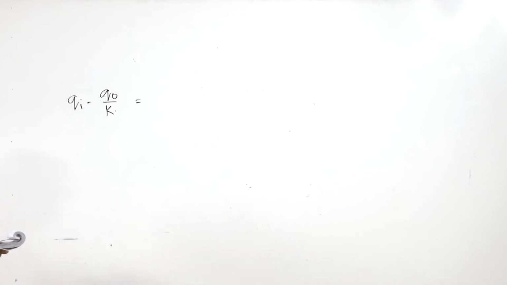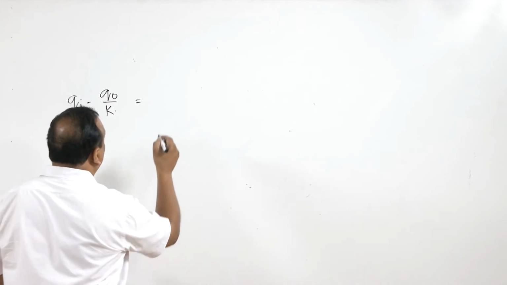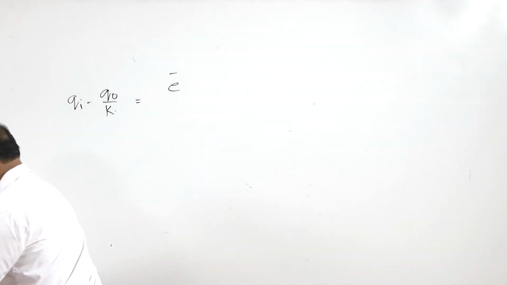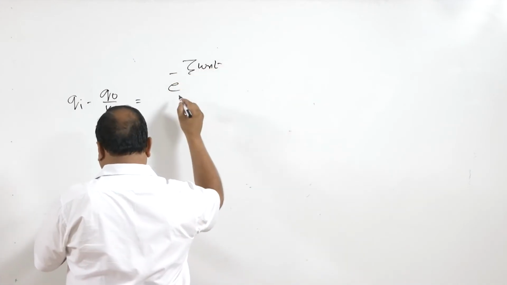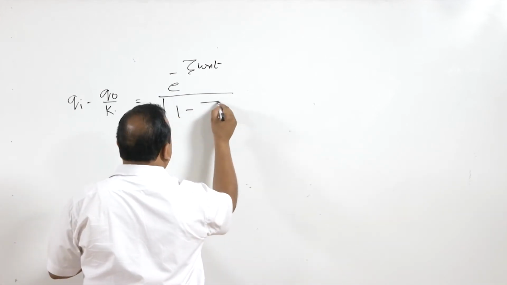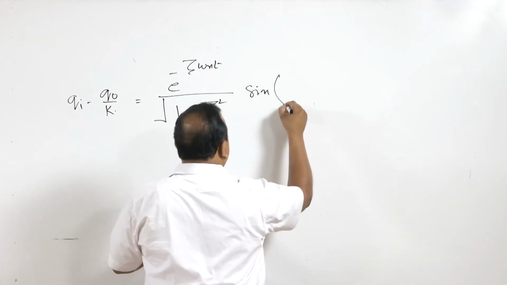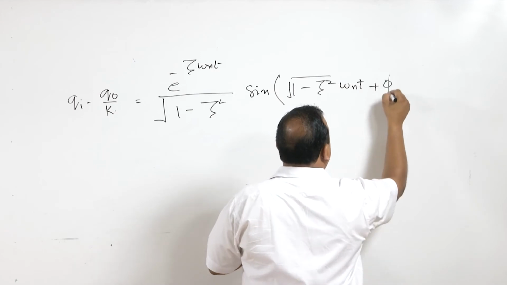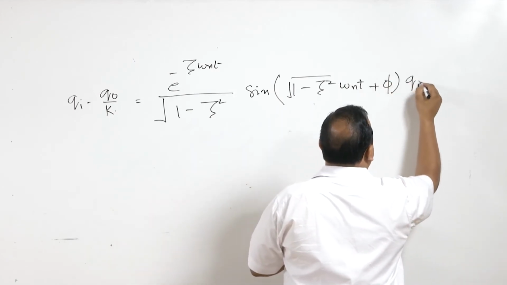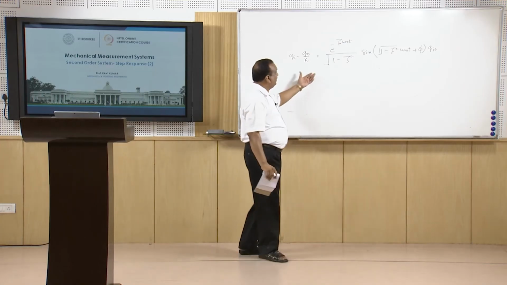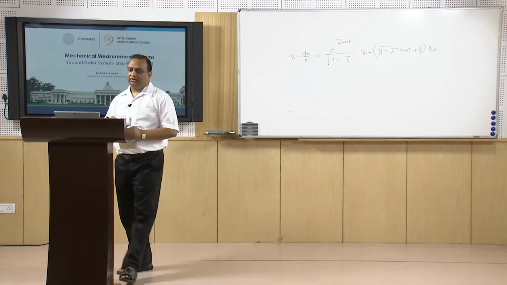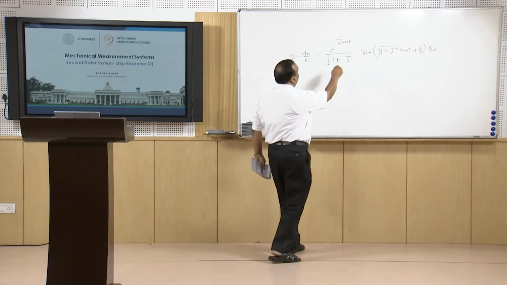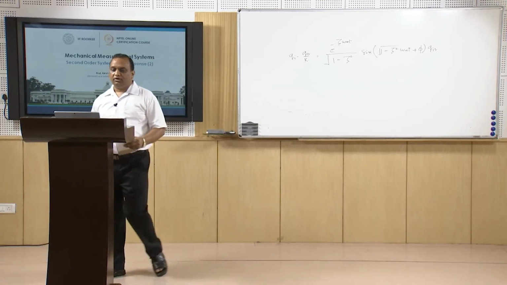That is the error in measurement, and that is going to be equal to, if you look at the equation for underdamped vibrations, e raised to power minus zeta omega n t divided by under root 1 minus zeta square, sine of under root 1 minus zeta square omega n t plus phi, times Qis. So this is the order of error in an underdamped instrument which has input of Qi and gives output Qo. If you look at this under steady state, when t is very high, this tends towards 0.